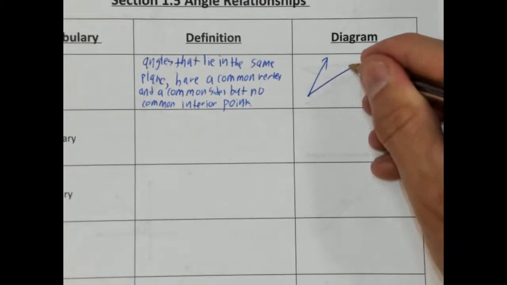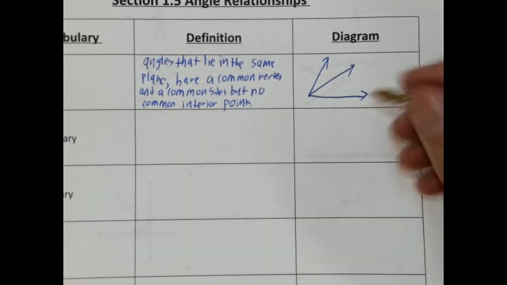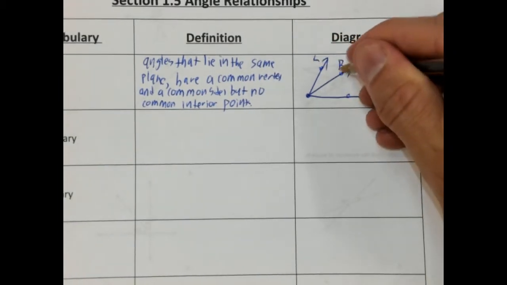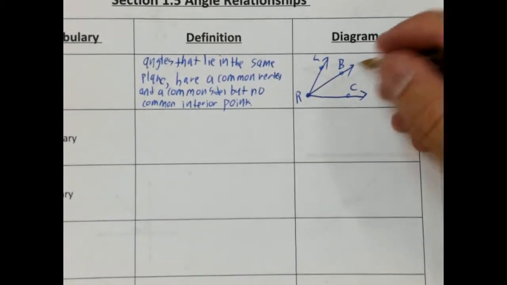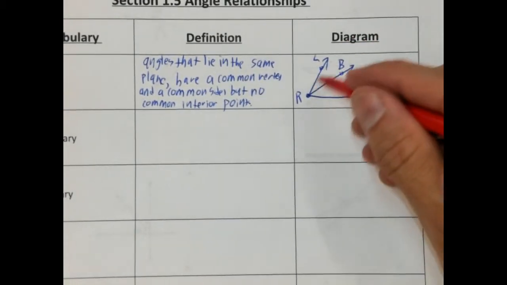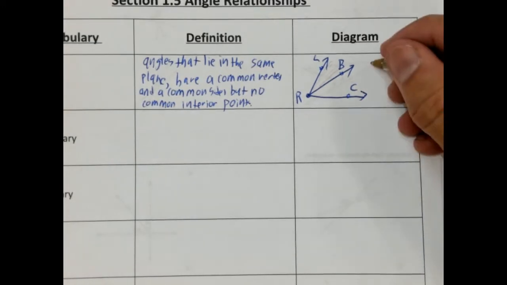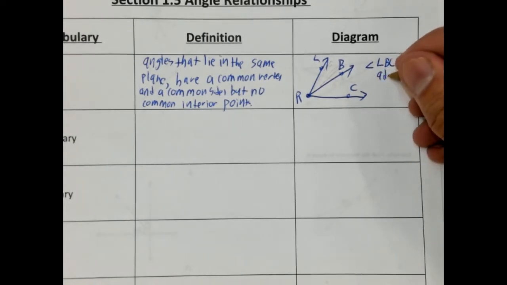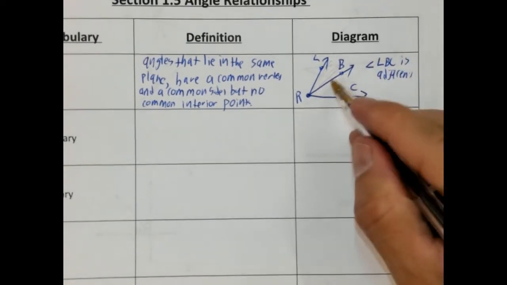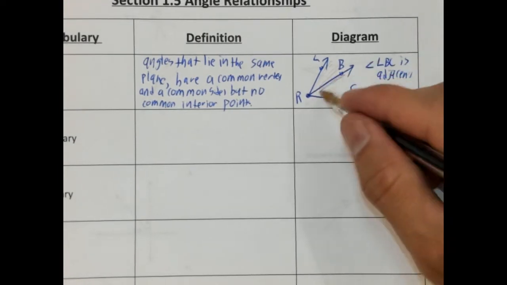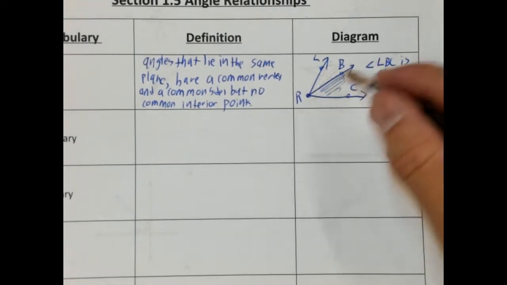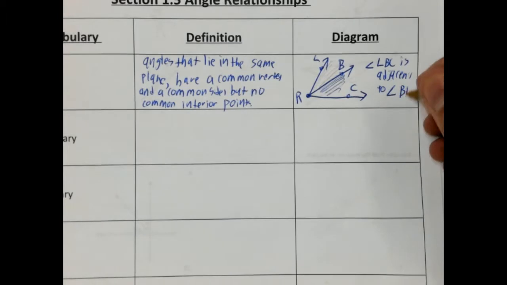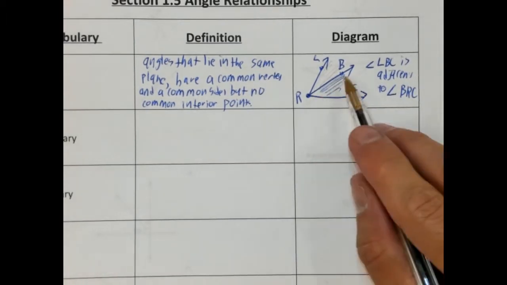Here we go. Okay, so let's put some letters here. We're going to have L, B, C, R. So we're going to say angle LBC, which is this angle here, is adjacent to this angle right here, which is BRC. So this one is adjacent to that one. They're next to each other. They share a common side. Okay, so same vertex, shares a common side, boom.